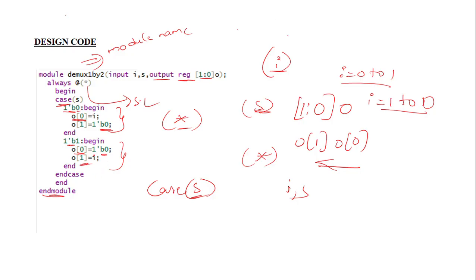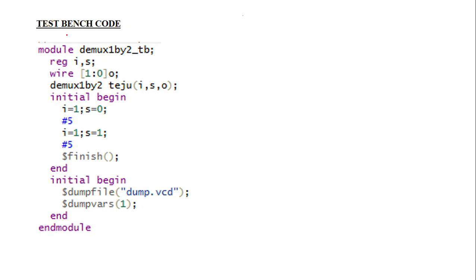So the case will end with end case, and this begin will end with the end keyword, and a module ends with end module. So it is our test bench code. You all know that a module starts with module and ends with end module, followed by the module name. The inputs should be in reg data type, and outputs are in wire data type.